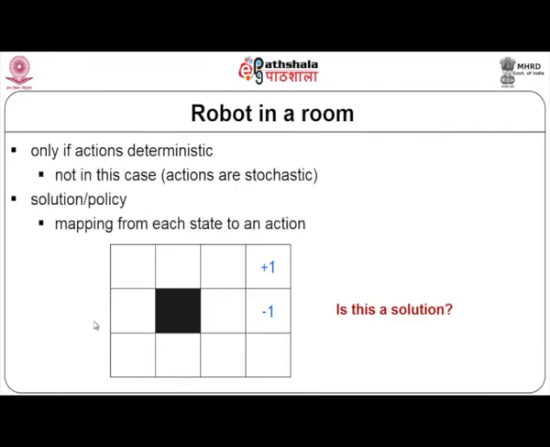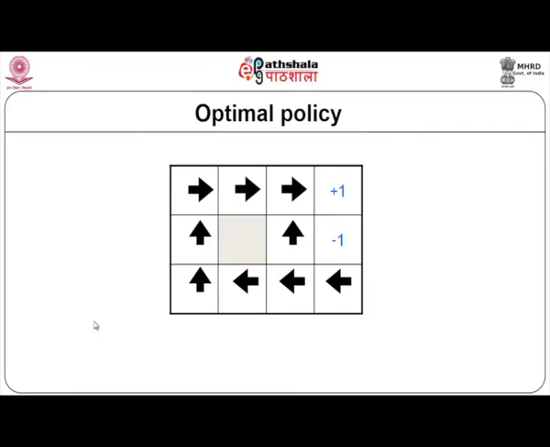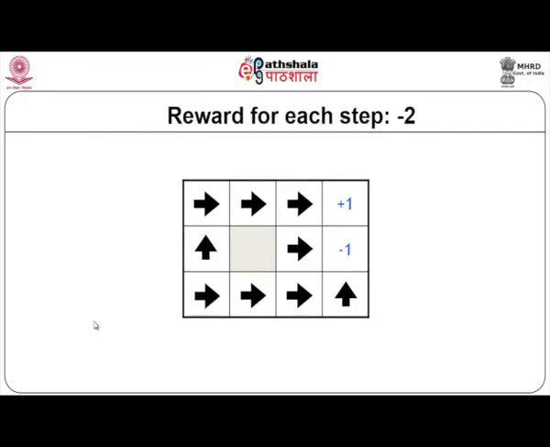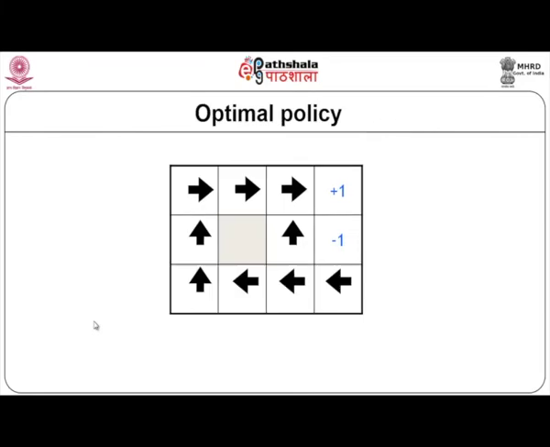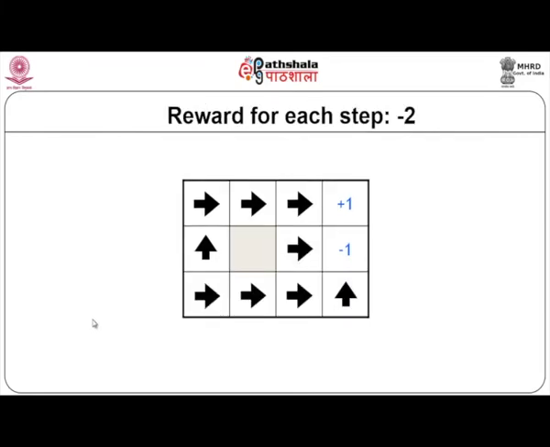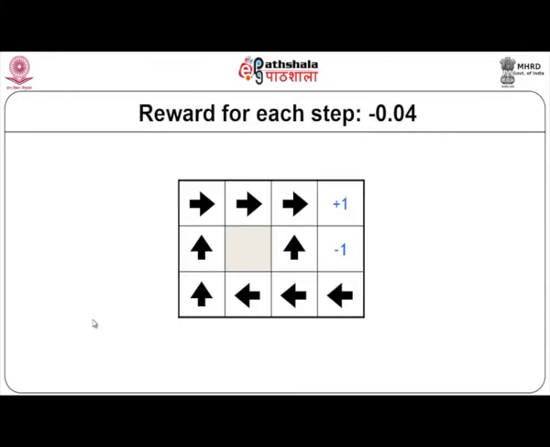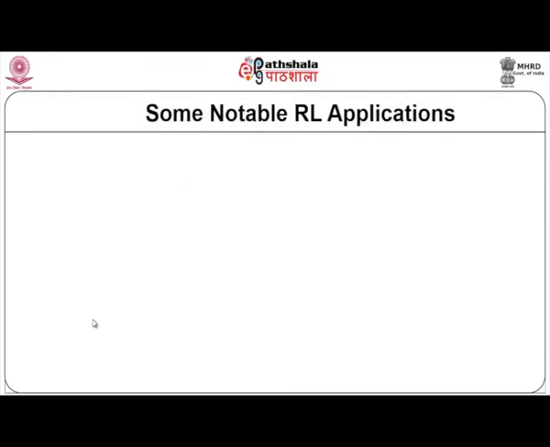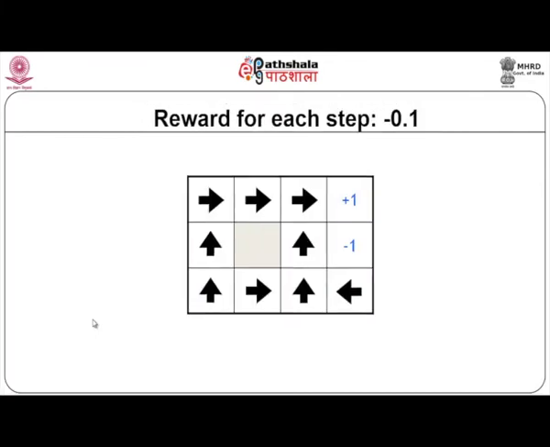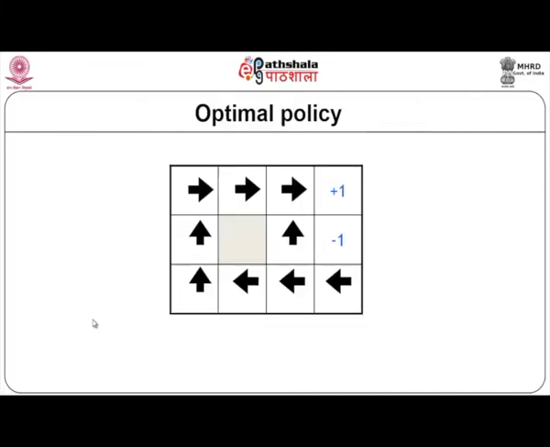Mapping from each state to an action. So, for example, now the optimal policy is this. Here the reward for each step is -2. Here the reward for each step is -1. Here the reward is -0.04 and so on. So, what we are trying to do here is find the optimal policy.